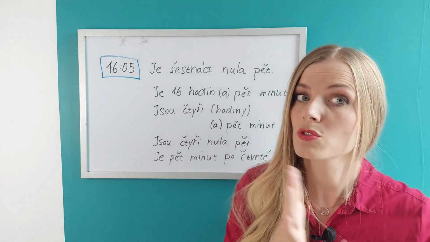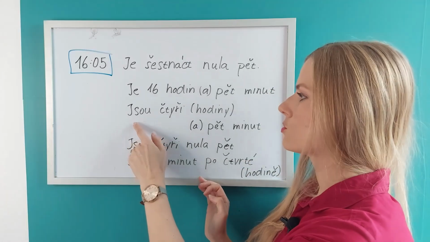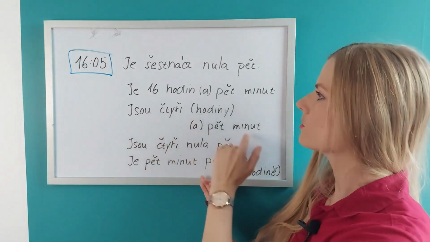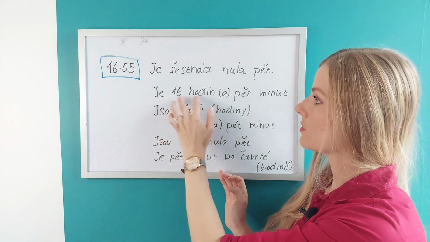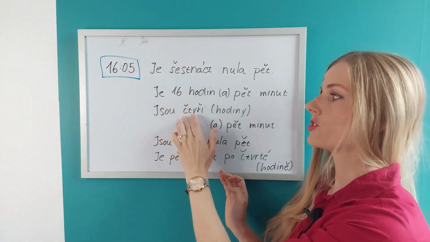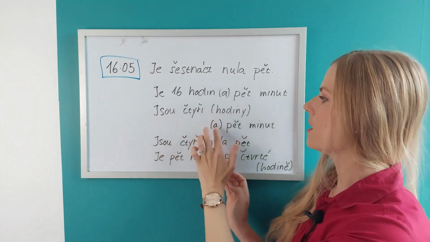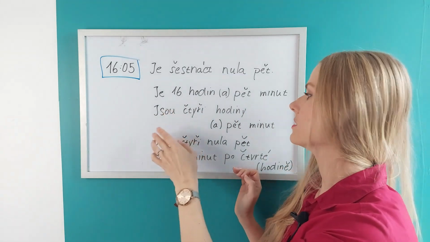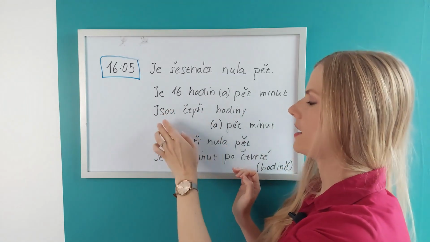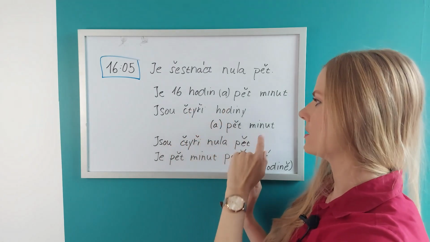You could also use the 12-hour system and say jsou 4 hodiny a 5 minut, which is the same thing, but instead of 16 hodin, you say 4 hodiny, and we talked about this difference. Jsou 4 hodiny a 5 minut. You can also leave out the connector a again. Jsou 4 hodiny 5 minut.